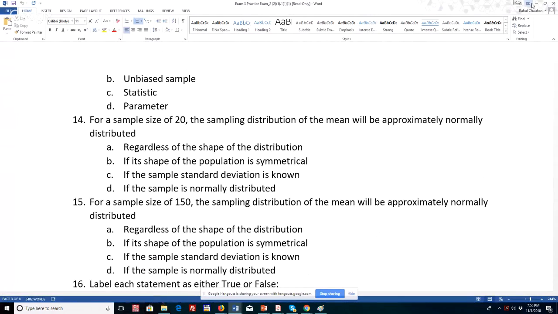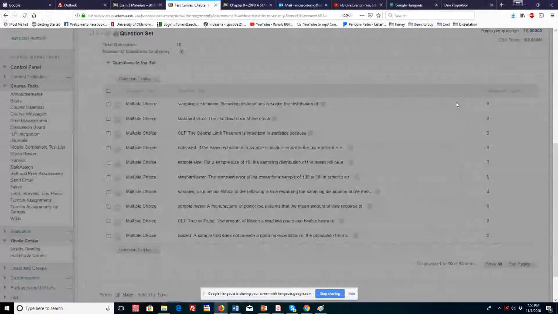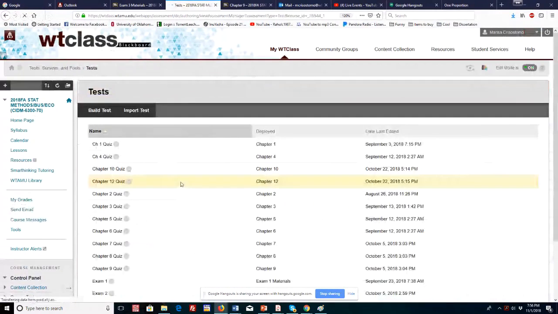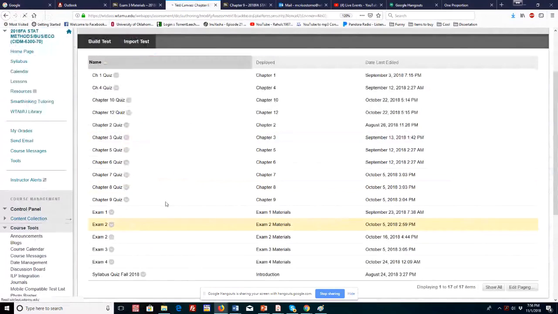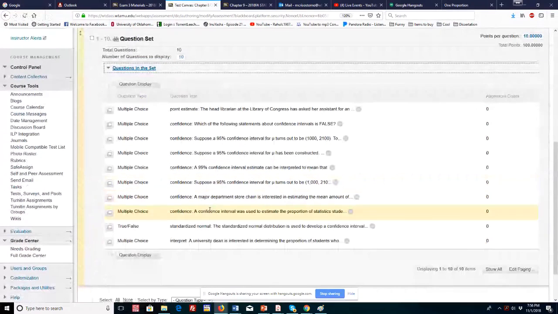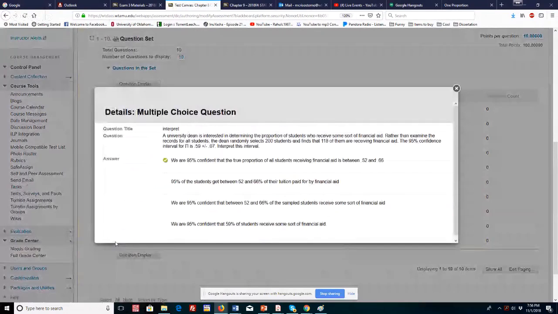Chapter 8 quiz. The university dean is interested in determining the proportion of students who receive some sort of financial aid. Rather than examine the records for all students, the dean randomly selects 200 students and finds that 118 of them are receiving financial aid.